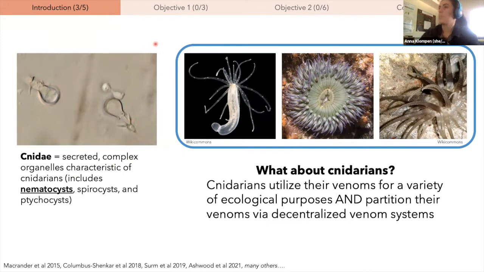And there's really good work on cnidarians on species like Nematostella, which certainly has changes in its venom composition over its life history.